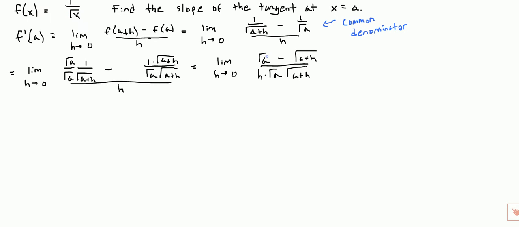Okay, so what we're going to do is multiply by the conjugate of the top. Alright, so the top is the difference of some square roots. So we're going to multiply by the conjugate, which is the same terms but with the sign in the middle flipped. Alright, so we're going to multiply by square root of a plus square root of a plus h. Okay, so we're going to rationalize.